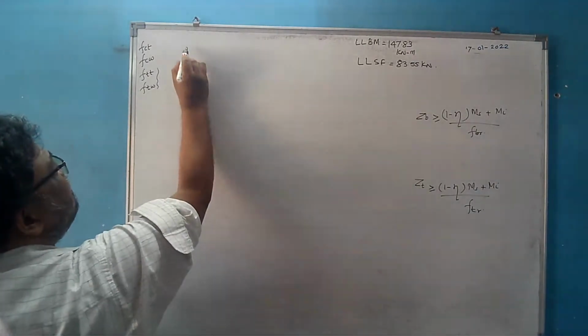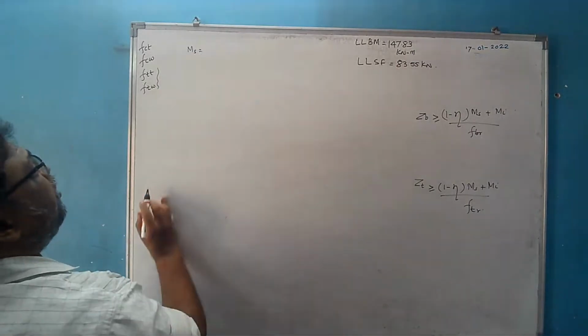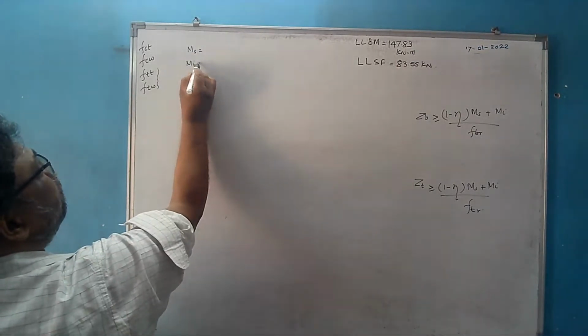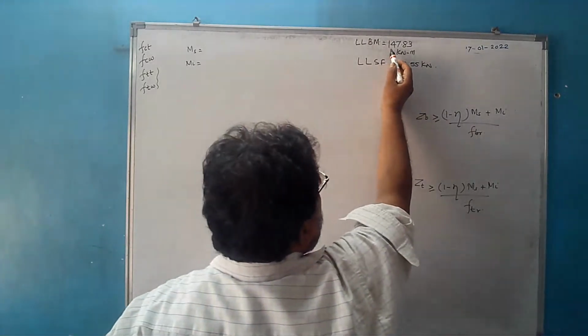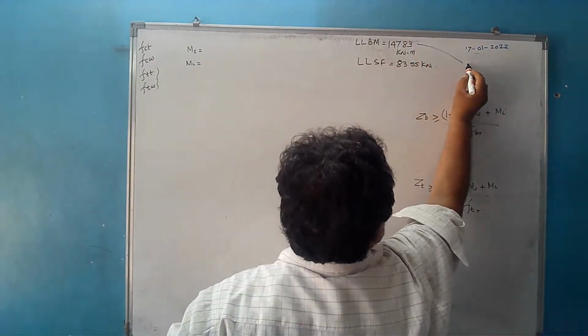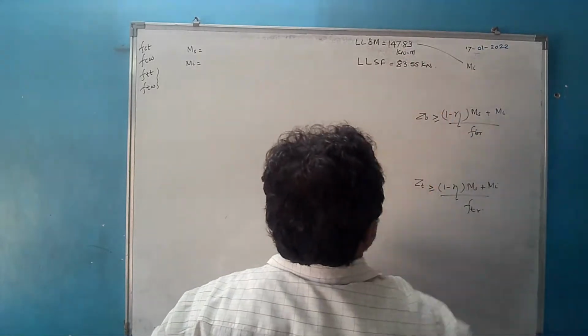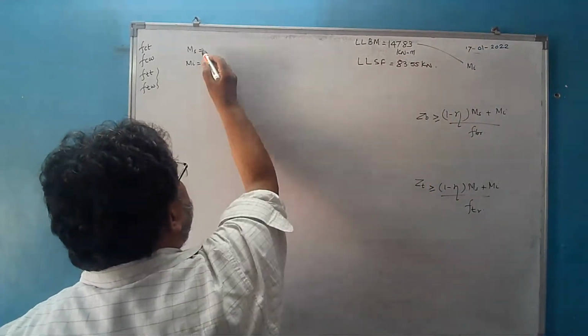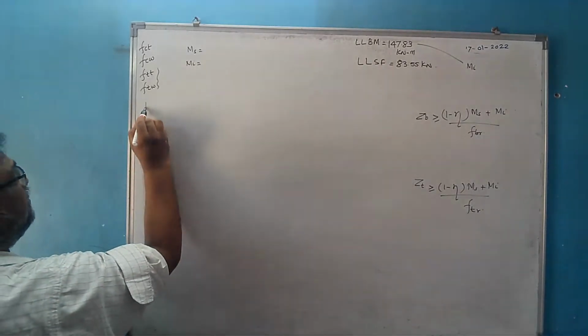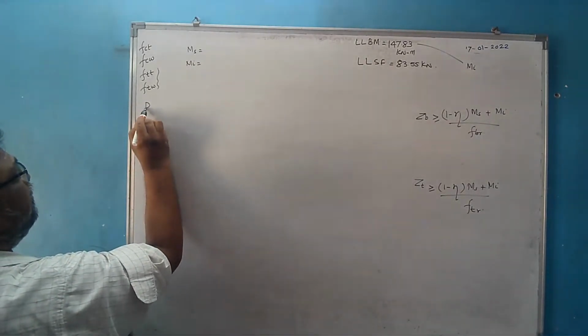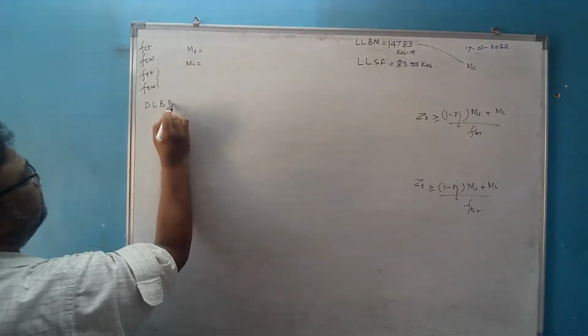What is Ms? Moment because of dead load. What is Mi? The moment because of imposed load. The bending moment because of imposed load is available. This is nothing but Mi. What about the bending moment because of dead load? अभी मुझे वो सब आंसर चाहिए आपके पास से. Bending, dead load, bending moment.